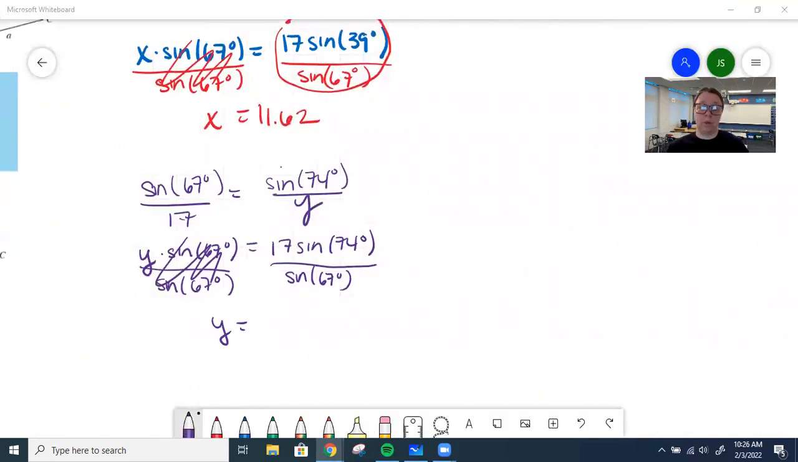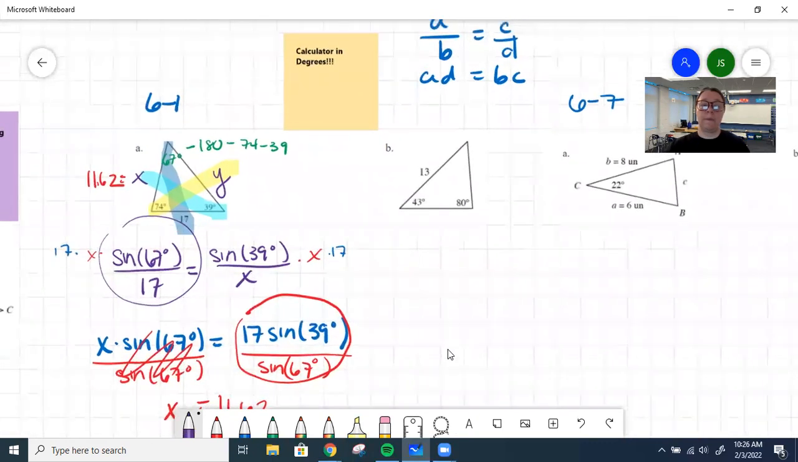All right, so 17.75 is my y value. And then I have solved, I'm just making sure I'm writing this down correctly. I don't have any mistakes in my work here. All right, so 17.75, now I've solved this triangle.